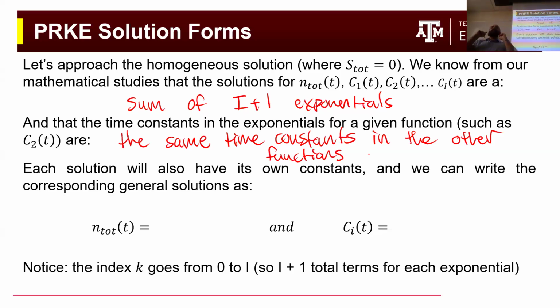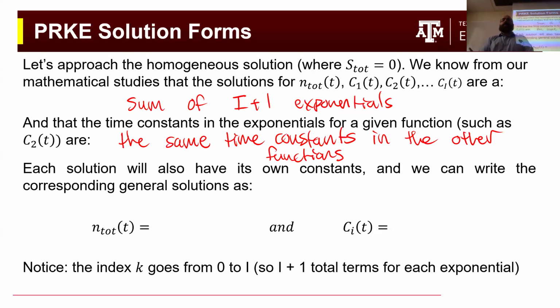So they all have a similar functional form. It's a sum of I plus 1 exponentials. And each solution, even though the coefficients in front of those exponentials might be different, the time constants inside the exponentials are the same.